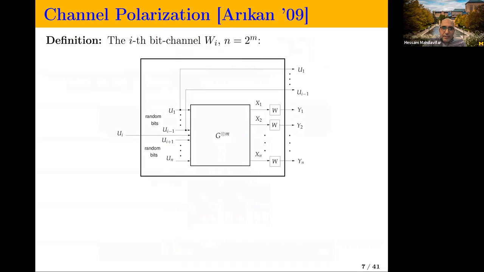And speaking of how to select these rows, we need to define the so-called bit channels. This is the fundamental work by Arikan, a breakthrough invention to realize channel polarization and the construction of polar codes. So for the bit channels, the indices go from 1 up to n. For each index i, we have a bit channel with input u_i, and the output is the channel observations y_1 up to y_n, together with all the other bits before u_i, u_1 up to u_{i-1}. And here we just have the linear transformation that I described.